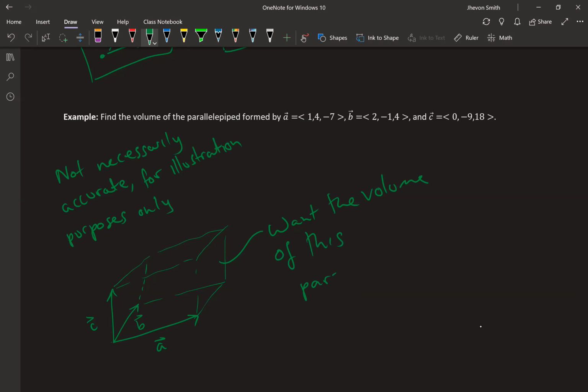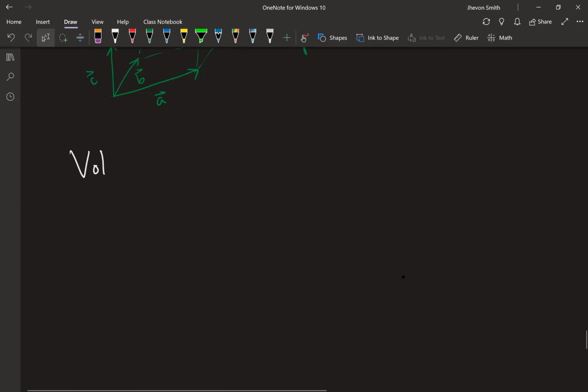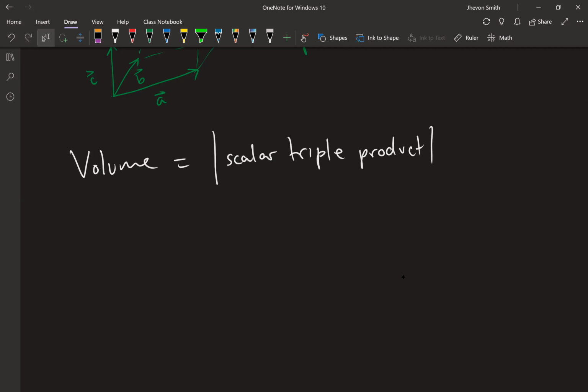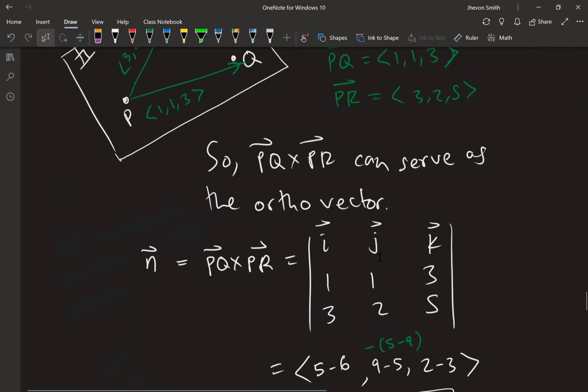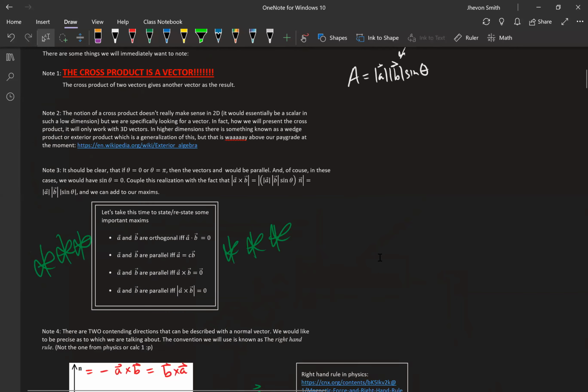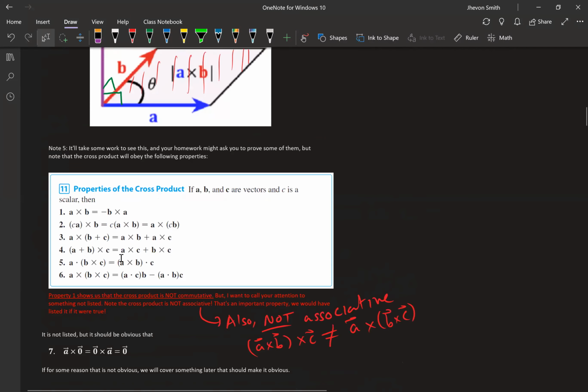It's called a parallelepiped. Okay, so that's what we want. What is the volume of that parallelepiped? It turns out that the volume is going to be the magnitude of the scalar triple product. What is the scalar triple product? This was the thing that was written about in the property up here.